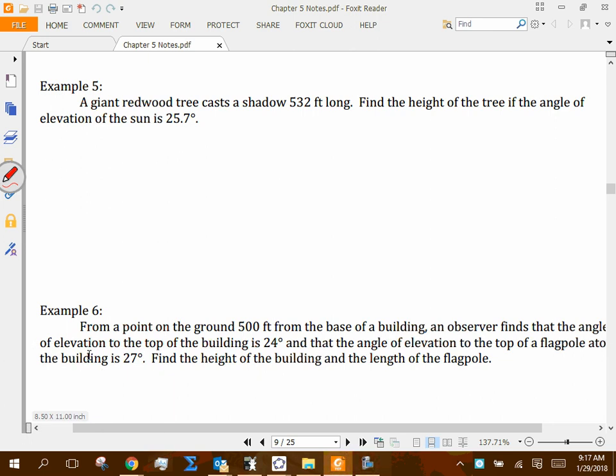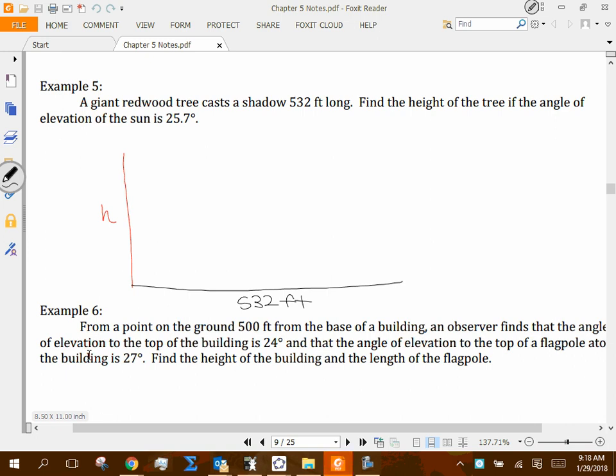So the giant redwood casts a shadow 532 feet long. It says find the height of the tree if the angle of elevation of the sun is 25.7 degrees. So the tree is going to be a vertical distance, right? There's my tree. We're looking for the height of the tree, right? We don't know that. But we do know that it casts a shadow 532 feet.